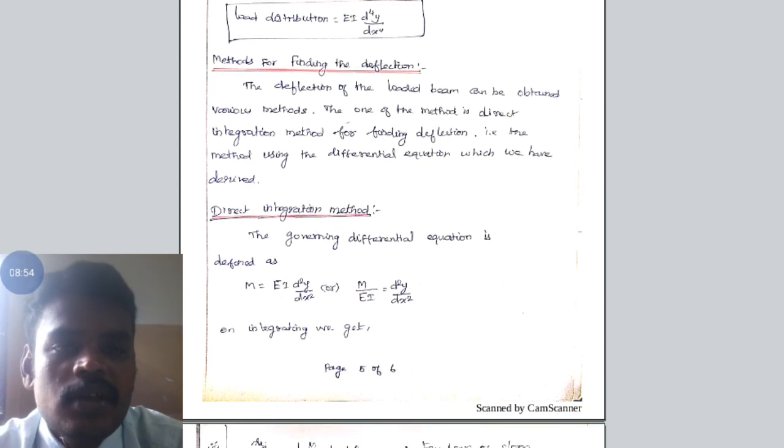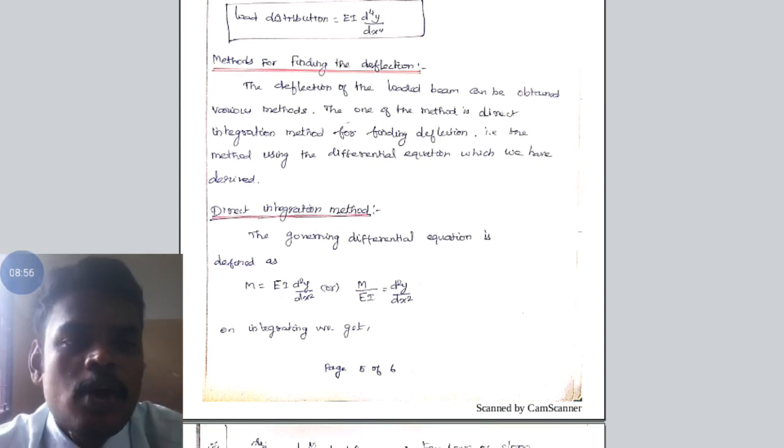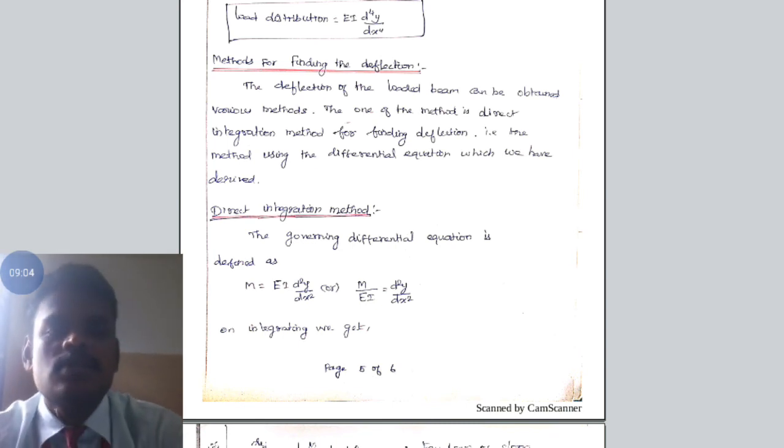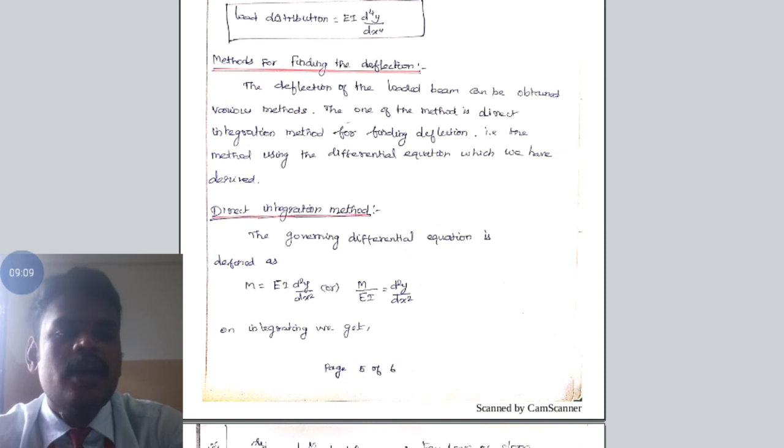Methods for finding the deflection. Generally, the following methods are used for finding the slope and the deflection of a beam. So, in our third unit, we are going to discuss the following four methods. First one is the direct integration method or double integration method.